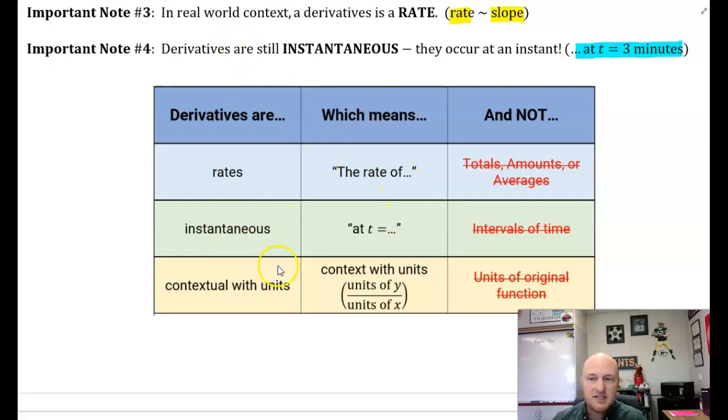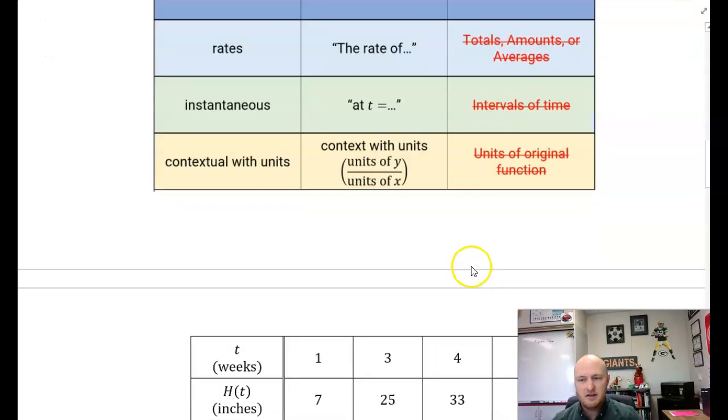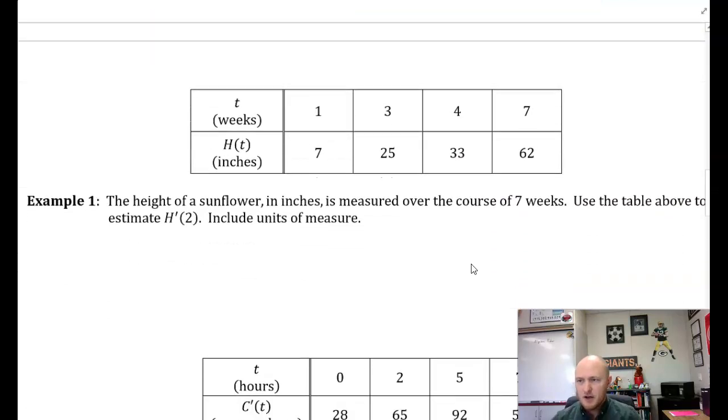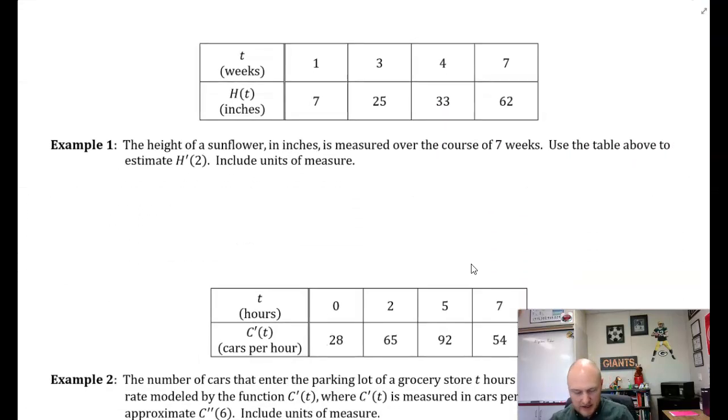Derivatives are instantaneous. They occur at a specific moment in time. It's not an interval of time, so it's never from 2 to 7. It's a specific value. And lastly, they are contextual with units, so make sure you're paying attention to your units again. And it's not the units of the original function, because remember you're taking a rate, units of y divided by units of x.